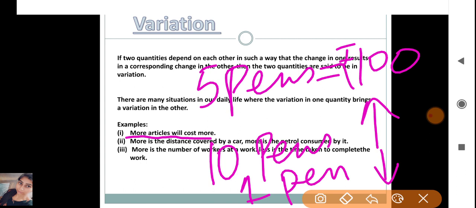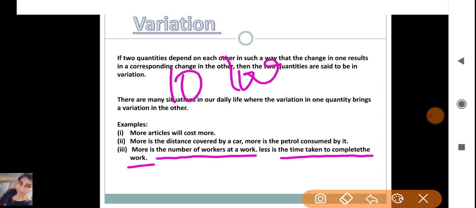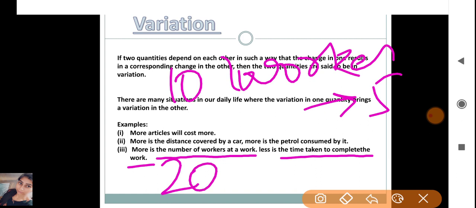The next one is, the more the distance covered by a car, the more petrol is consumed. Obviously, if you cover more distance, the consumption of petrol will be more. The third one is, the more the number of workers at work, the less the time taken to complete the work. Suppose 10 workers will take 5 days to complete some work. Obviously, if you take 20 workers, it will take fewer days. So the more workers there are, the fewer days they will take to complete the work.